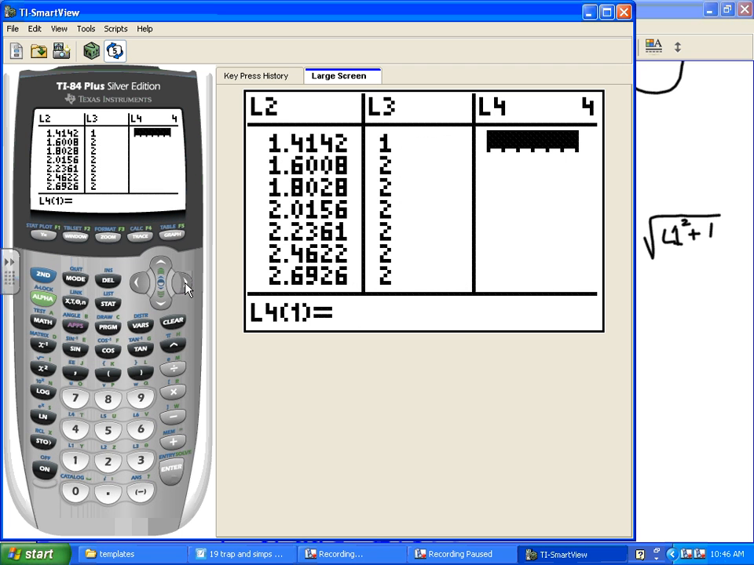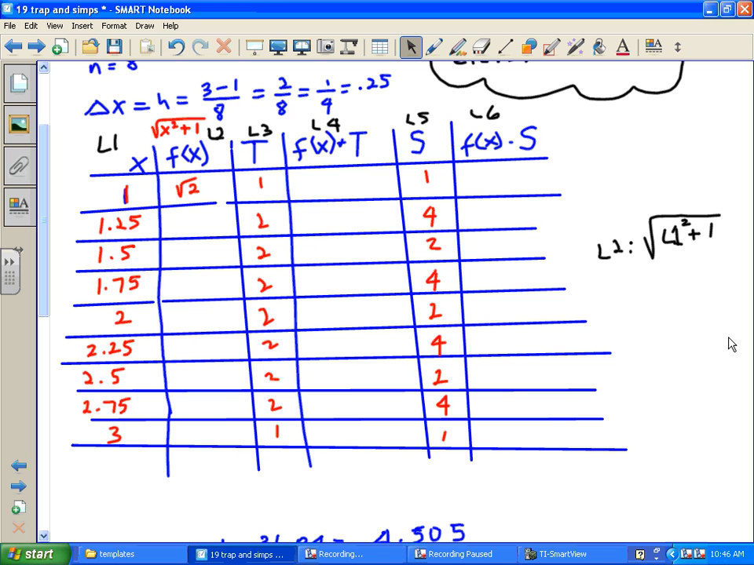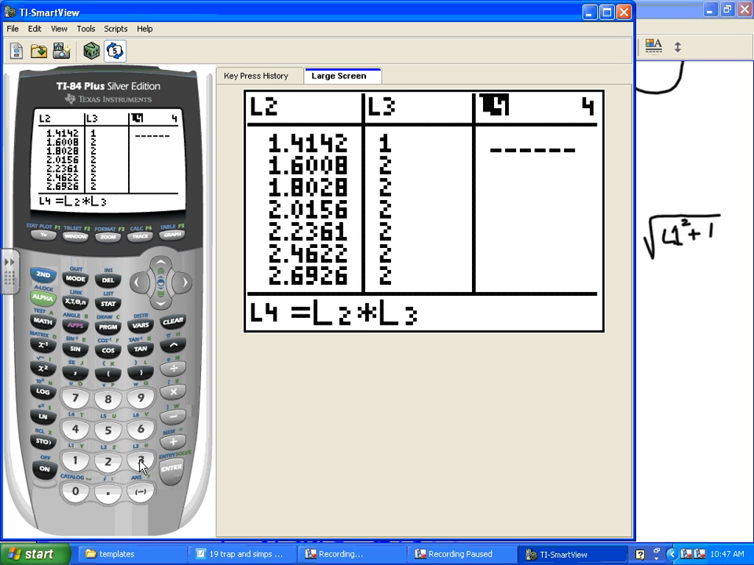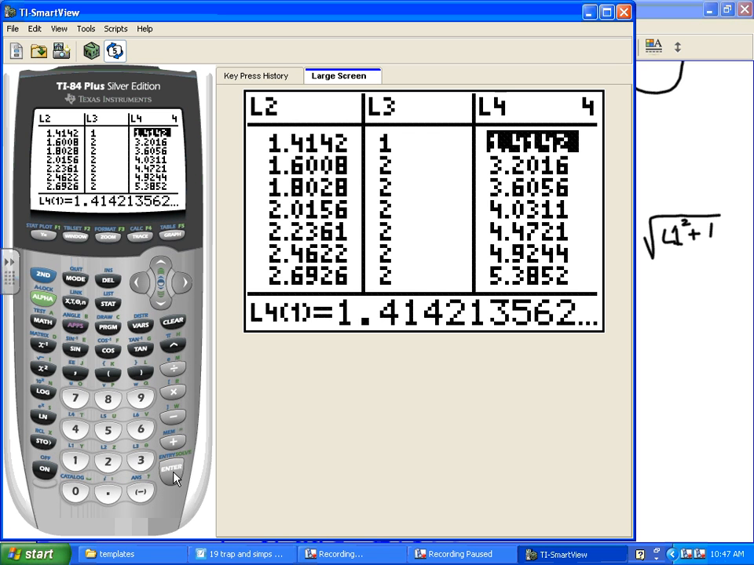Okay. The next column, L4, let me go back to our sheet. L4 was f of x times the trapezoid coefficients. In other words, which 2 columns are we going to multiply for L4? L2 times L3, right? So let's go back and define L4 as L2 times L3. So go to the top of L4, and then press enter. The cursor comes down, right? Then you want L2 times L3, right? So to get L2, the second 2 times second 3. And then you press enter. Automatically, those coefficients have been multiplied with the function values.